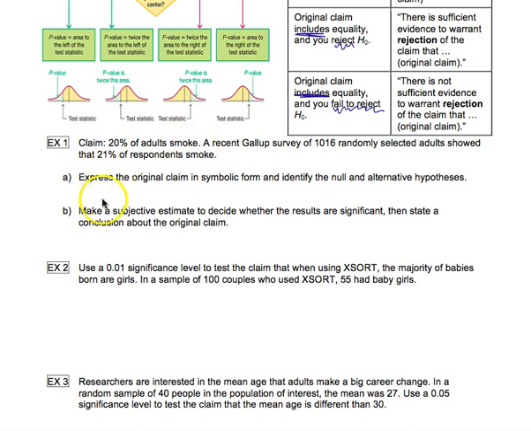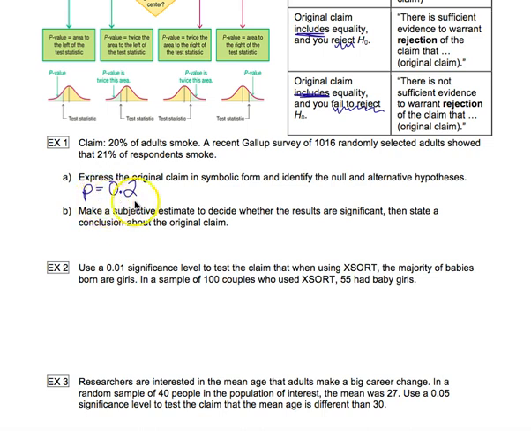So it says claim 20% of adults smoke. If they're giving you a percentage, then that means we're talking about a proportion. So our claim is about p. So the claim says 20% of adults smoke. So that means we're claiming that p equals 0.2.